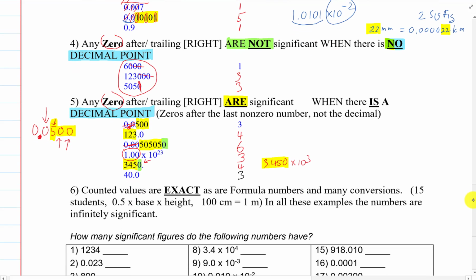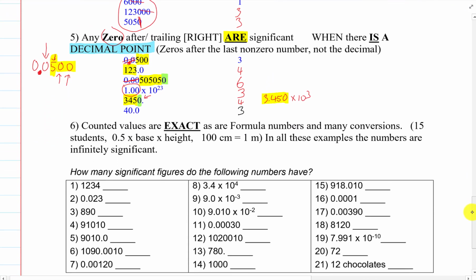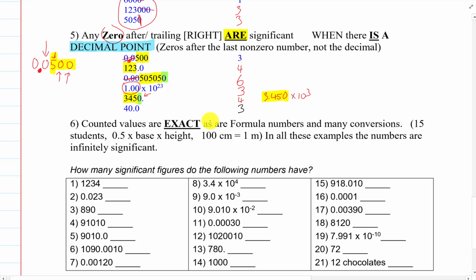Now, there's a 6th rule. Counted values are exact. How many candies do you have in your pocket? That's counted, 6. Okay? Those are exact. It's not 1 sig fig. It's exact. And formula numbers and many conversions are also exact. So 15 students, that's exact. What does exact mean? Infinite. Infinite number of sig figs.